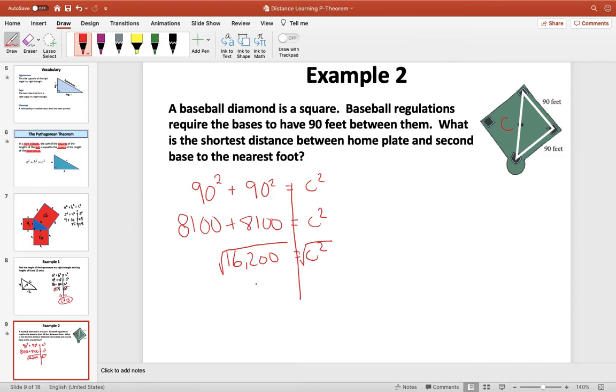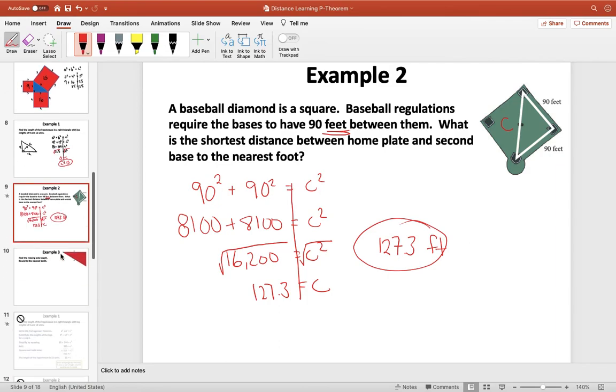So my answer down here would be 127 and 3/10 equals c. Since we know that this is in feet, I can say I have 127 and 3/10 feet. That would be my answer. That's the distance between home plate and second base.